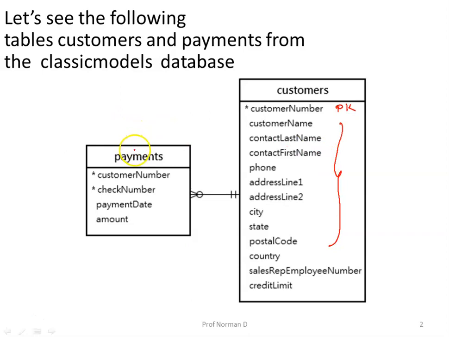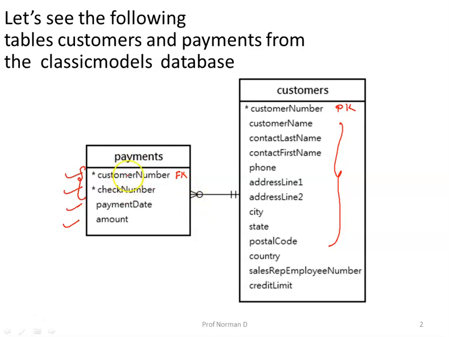Whereas in the payments table, we have information about the customer number and the check number, the payment date along with the amount. Here, the customer number and the check number together are serving as a primary key. The customer number is a foreign key in the payments table, which is the primary key in the customers table. Now if you want to find which check belongs to which customer, we can have a join.